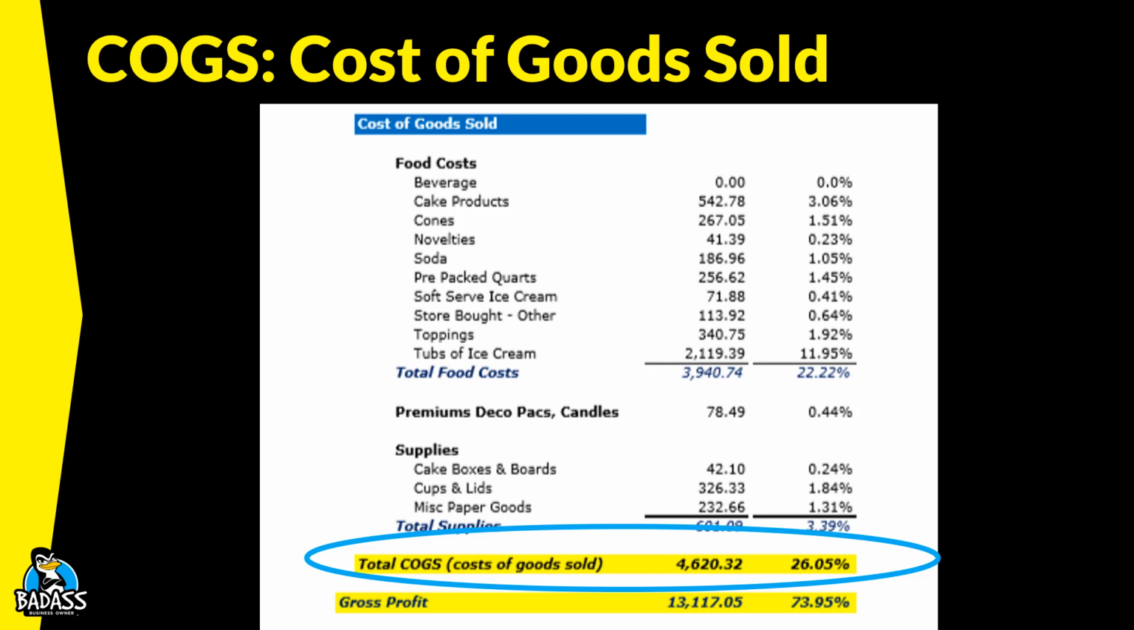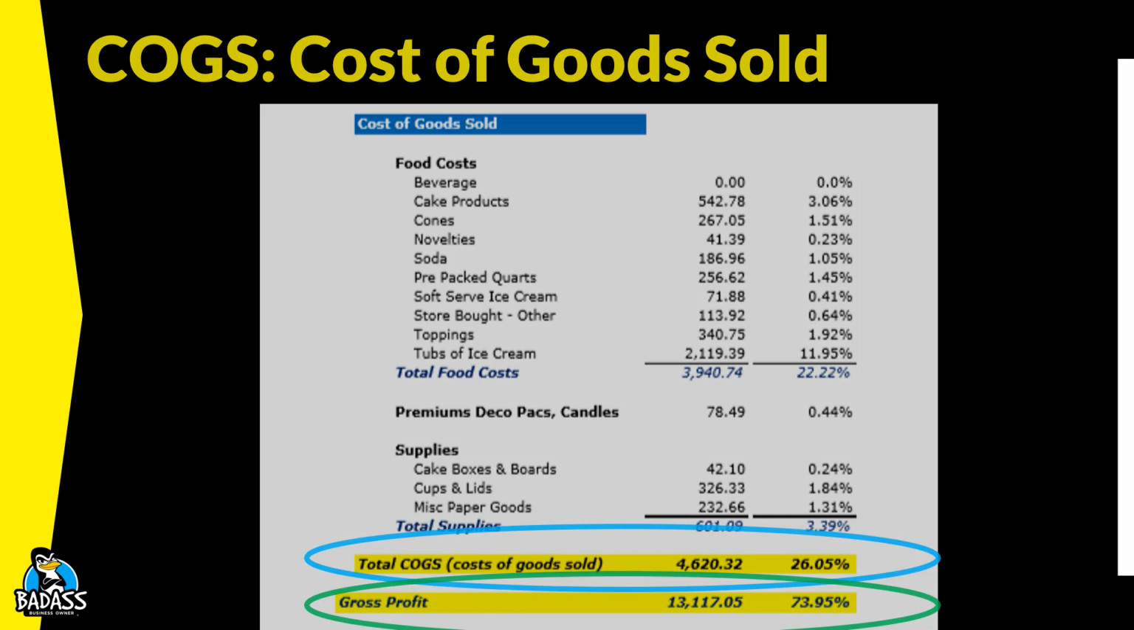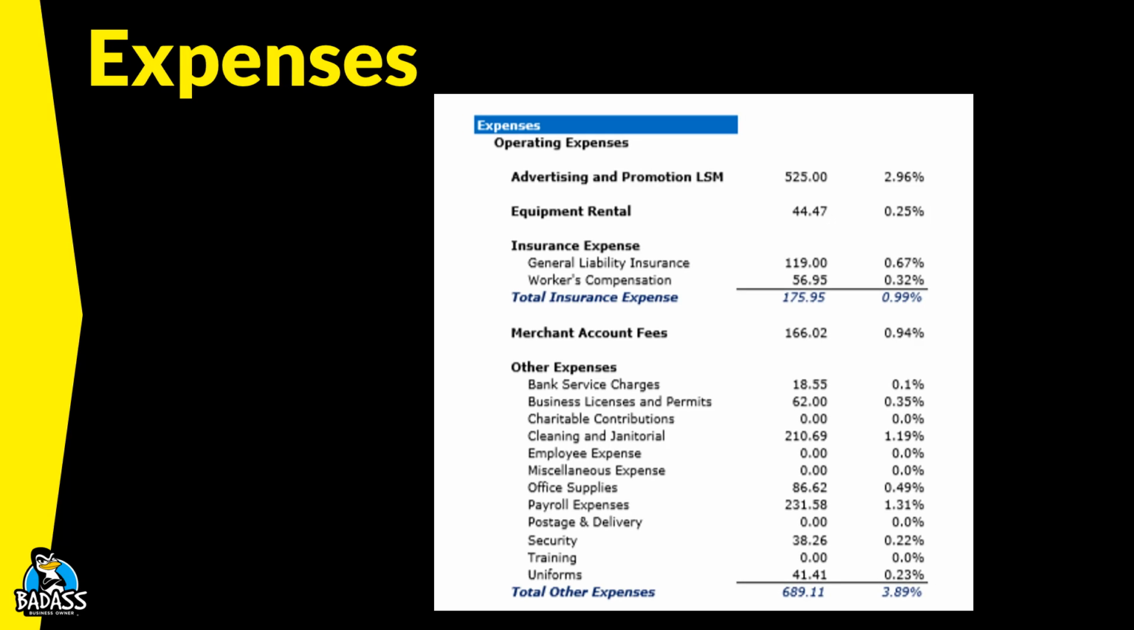Then what you're going to do is take your income minus the cost of goods sold, and that's going to give you your gross profit. You might recall that from the earlier slide. So basically at this point in our business, when we take our sales minus our cost of goods sold, we're running about 73% of the margin, which is $13,000. But we're not done yet, right? Because we still have to run the business, which brings us to our next item, which is our expenses.